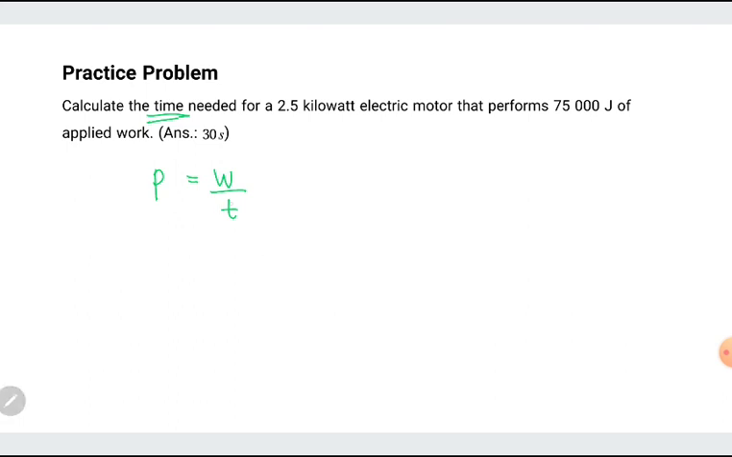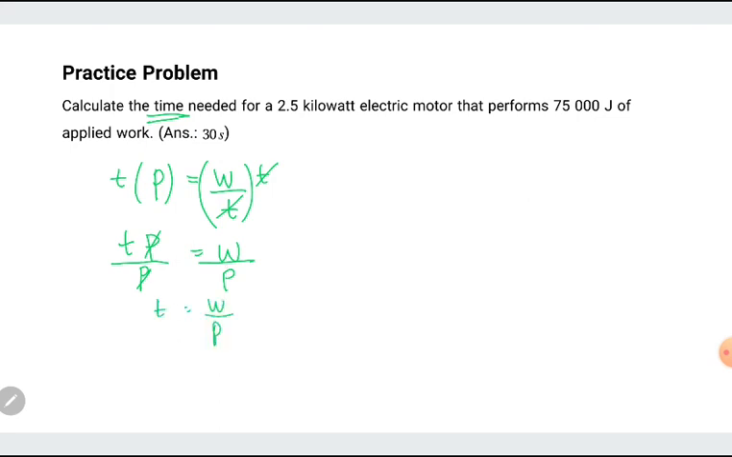What can we do first? Let's multiply time on both sides of the equation. In this case, we cancel the time on the right side of the equation. On the left side, we have time times power. But we are only concerned with time. You divide this by power, both sides.